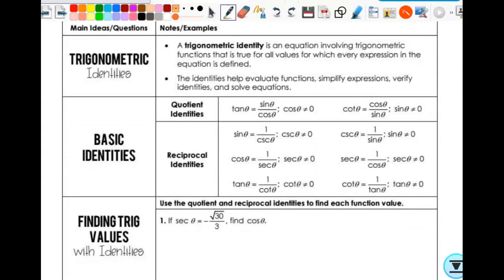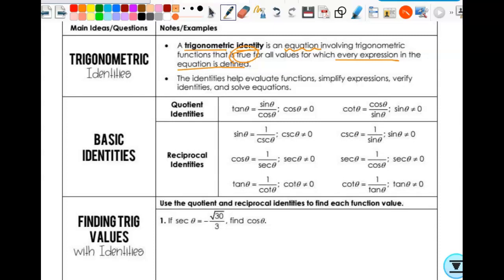A trigonometric identity is an equation, meaning that there has to be an equal sign, so they're all little equations, involving trigonometric functions that is true for all values for which every expression in the equation is defined. Okay, so they're basically little equations that are true statements that are going to help us manipulate when we evaluate.